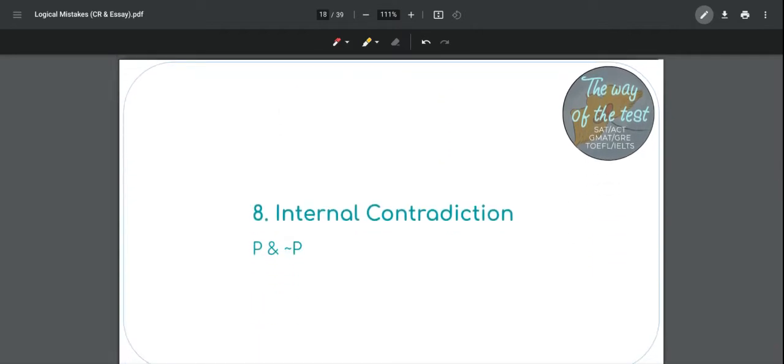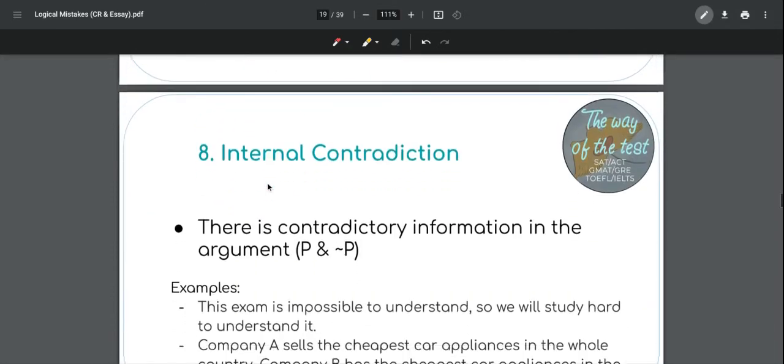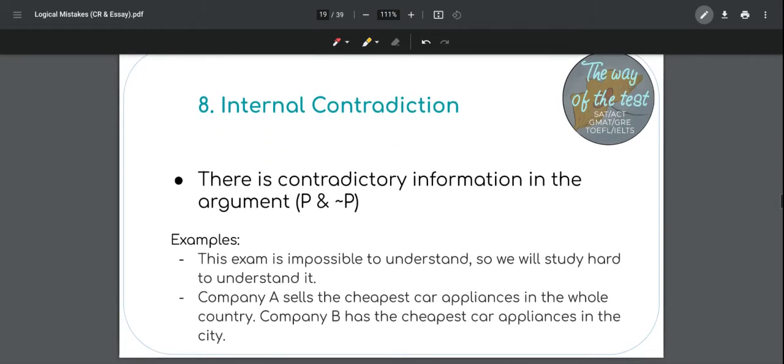Number 8, internal contradiction. I know this sounds weird. Of course, internal contradiction is a mistake. Of course, a thing cannot be and not be at the same time, but we're going to see how you can fall for this. Again, you can notice this in your day-to-day life. So basically, there's a contradiction inside the argument. That's it. You're saying P and not P. You're saying it rains and it doesn't rain at the same time, and that's definitely a mistake.